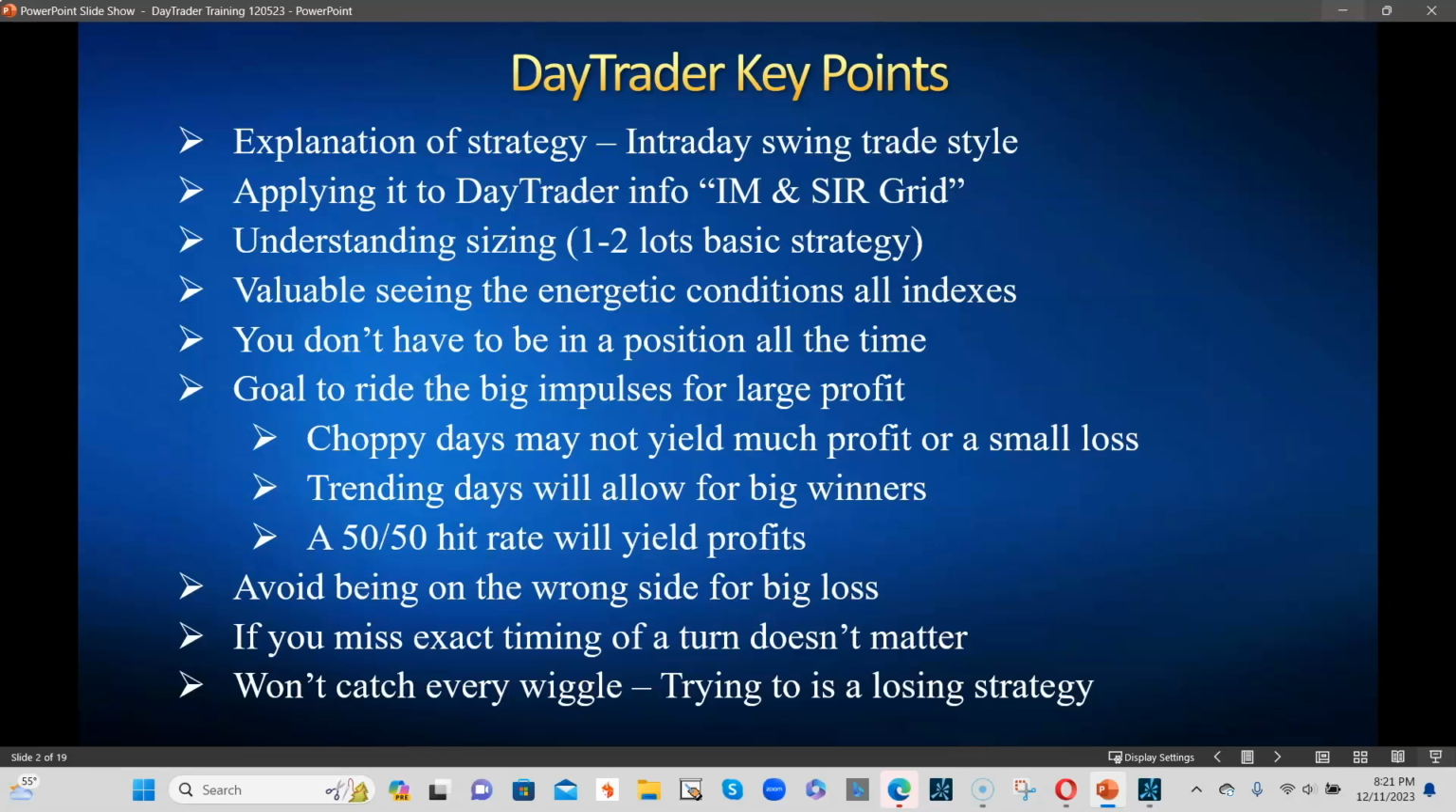Those traders that are using a strategy where they're scalping back and forth and they're selling when an oscillator is overbought and buying when it's oversold, they're going to end up having much bigger losing trades than winning trades, and it's an overall losing strategy. The winning strategy is getting on the right side for the long ride.